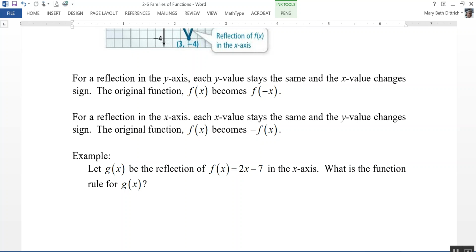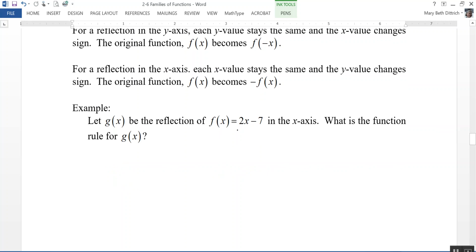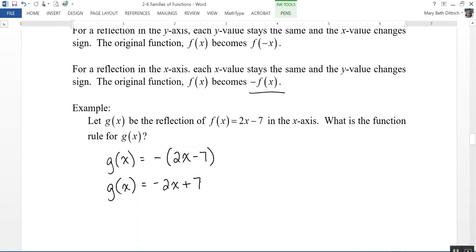So let's take a look at an example here. Let g of x be a reflection of f of x equals 2x minus 7 in the x-axis. What is the function rule for g of x? Since this is a reflection in the x-axis, we're going to use this right here. So g of x is going to become negative that whole function f of x. Or simplifying that, g of x is equal to distributing a negative 1, negative 2x plus 7. So that would be a reflection of this original line reflected in the x-axis.